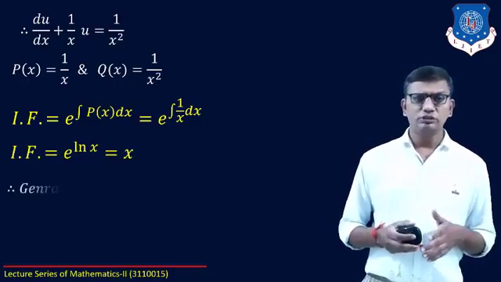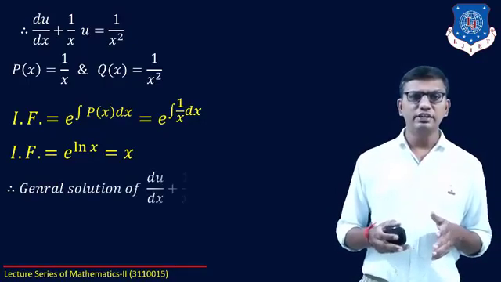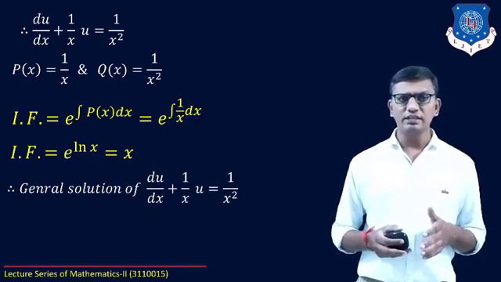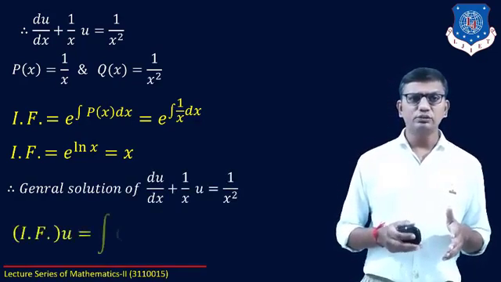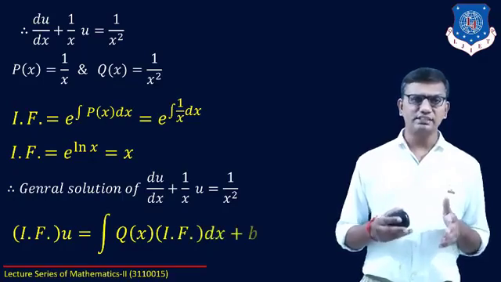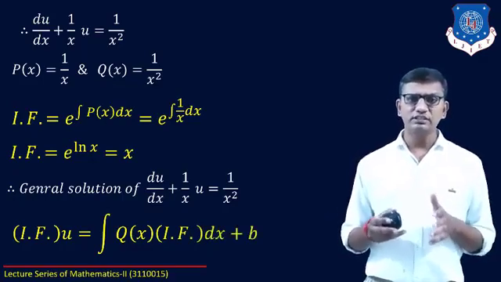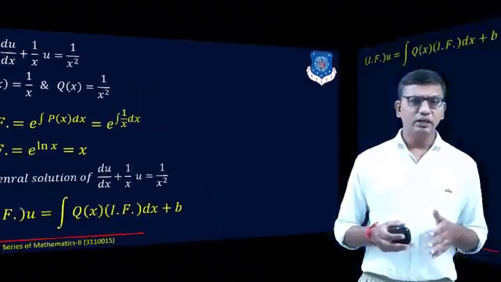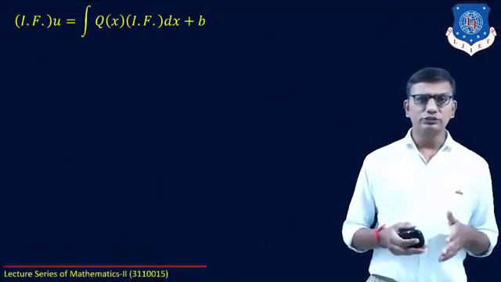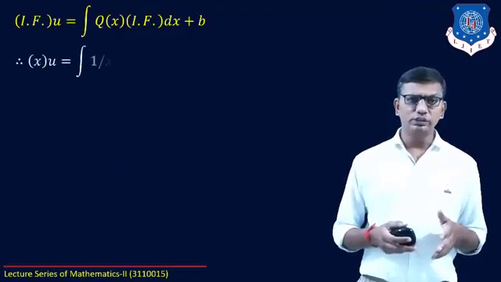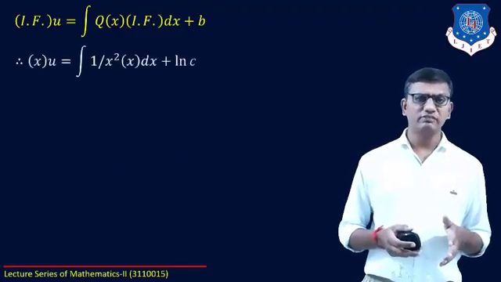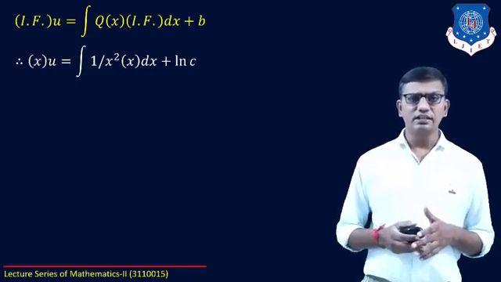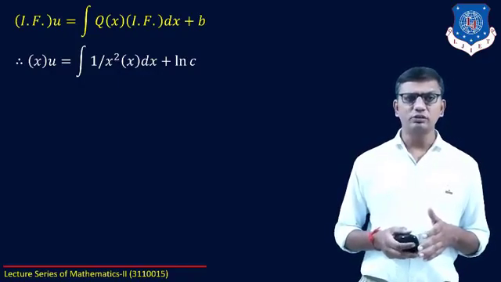We get the general solution of the first order first degree linear differential equation du by dx plus 1 upon x u equal to 1 upon x square: integrating factor into u equal to integration of Q(x) into integrating factor dx plus c or b. Here I am taking the b. So now we can find the solution. Integrating factor is x, so x u equal to integration of 1 upon x square into x dx plus log c. We are taking b equal to log c here as arbitrary constant.